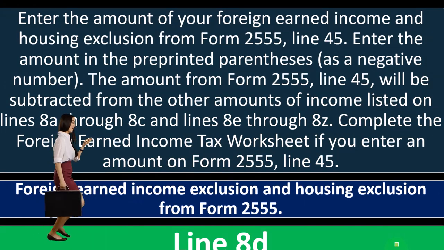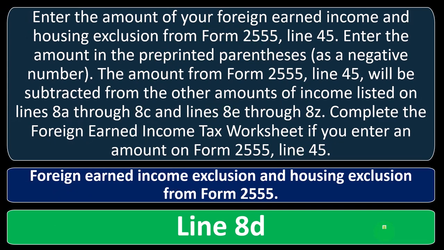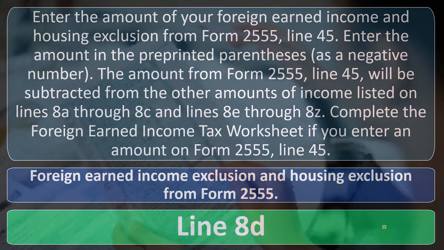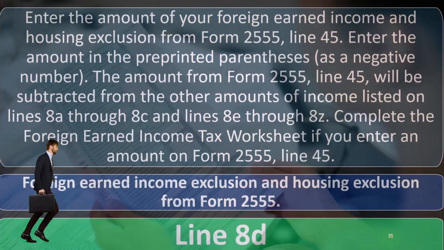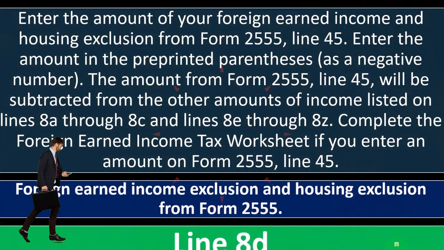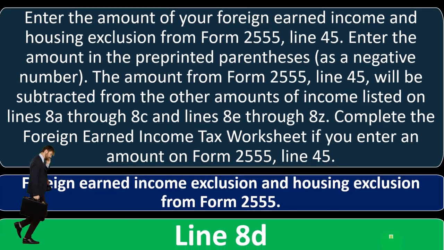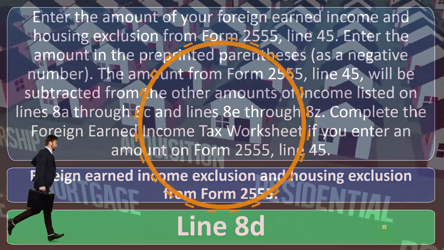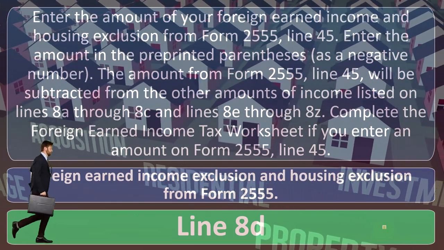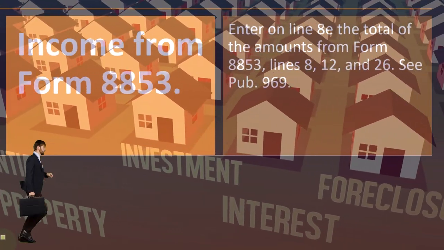So in any case, enter the amount in the pre-printed parentheses as a negative number. The amount from Form 2555, line 45, will be subtracted from the other amounts of income listed on lines 8A through 8C and lines 8E through 8Z. Complete the Foreign Earned Income Tax Worksheet if you enter an amount on Form 2555, line 45, foreign earned income exclusion and housing exclusion from Form 2555. So you might look at that form and the instructions for it if you want to dive down into more detail with it.